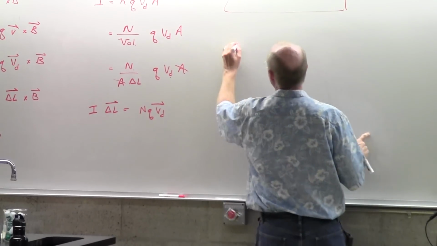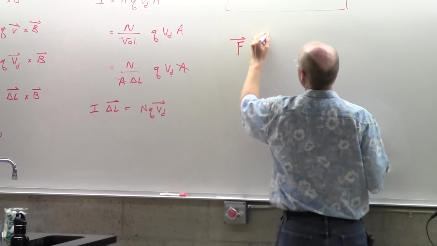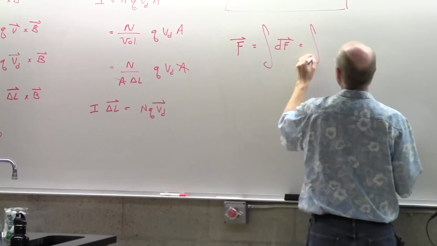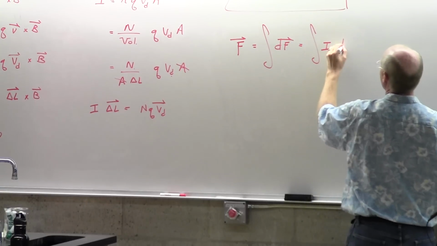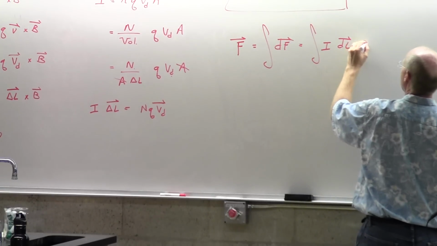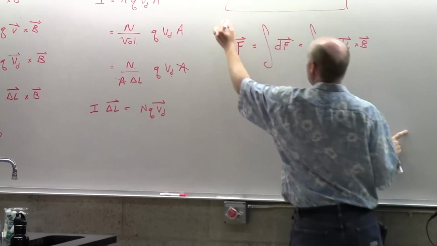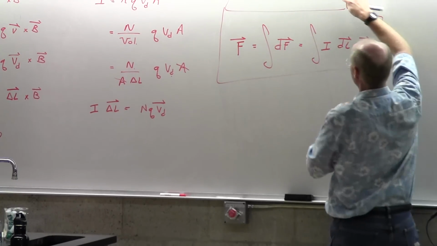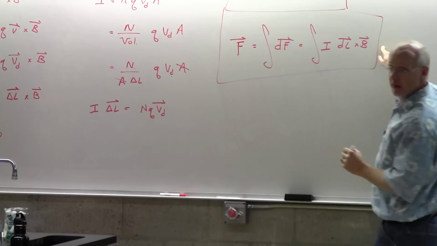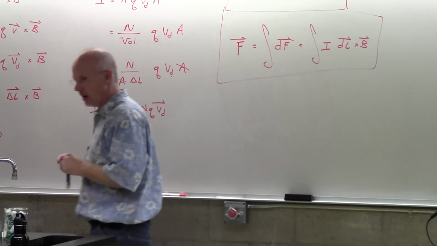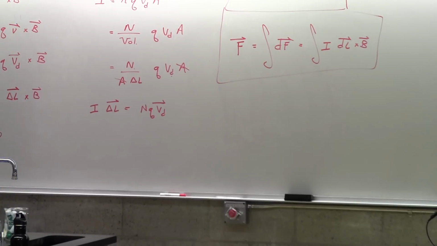And so the total force will then be the summation of the entire force along that wire. And maybe I should box that one, I don't know. This is the differential form. This is what we call the integral form. But this would be the total force on that wire.